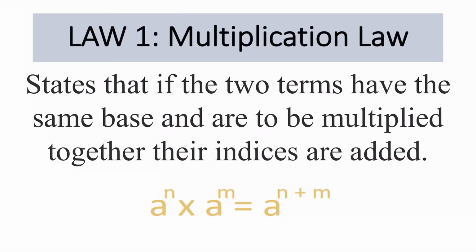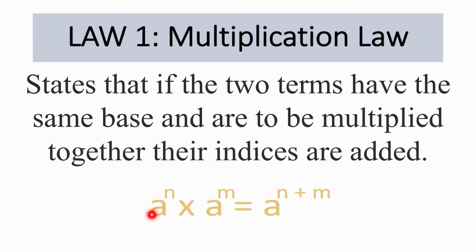The first law is our multiplication law. This states that if the 2 terms have the same base and are to be multiplied together, their indices are added. Now in this example below, we have 2 terms. The first term is a risen to the power of n, and the second term is a risen to the power of m. They are being multiplied together, therefore the multiplication law can be in effect.